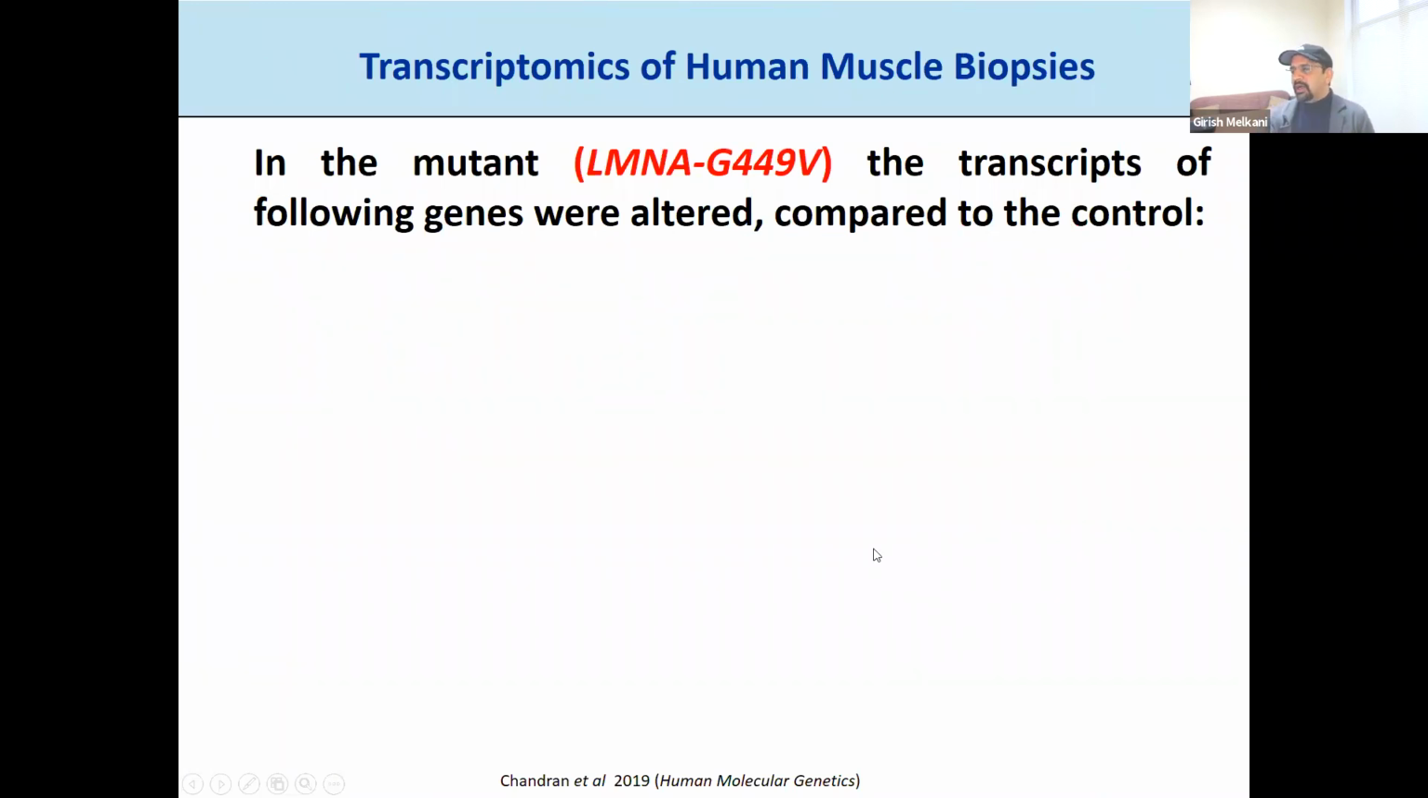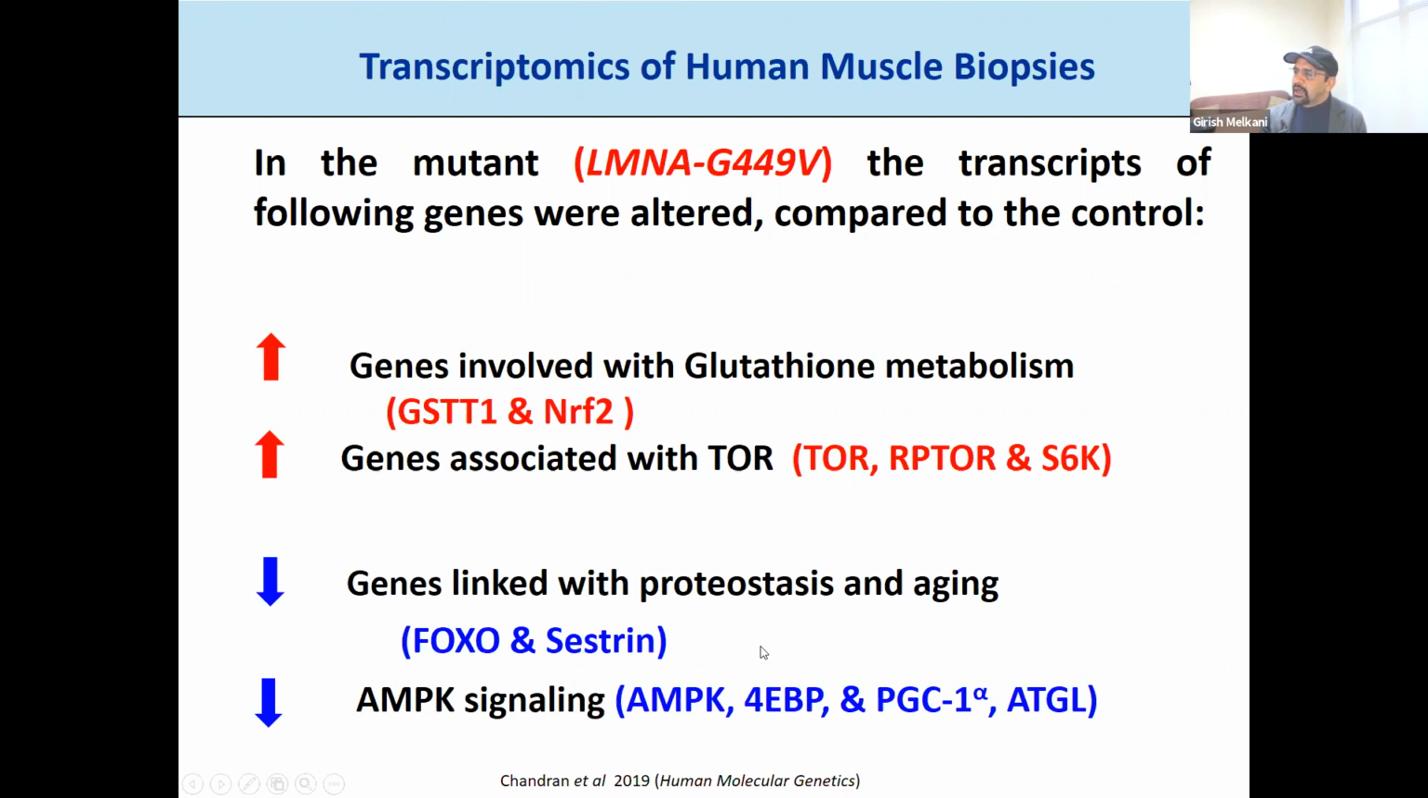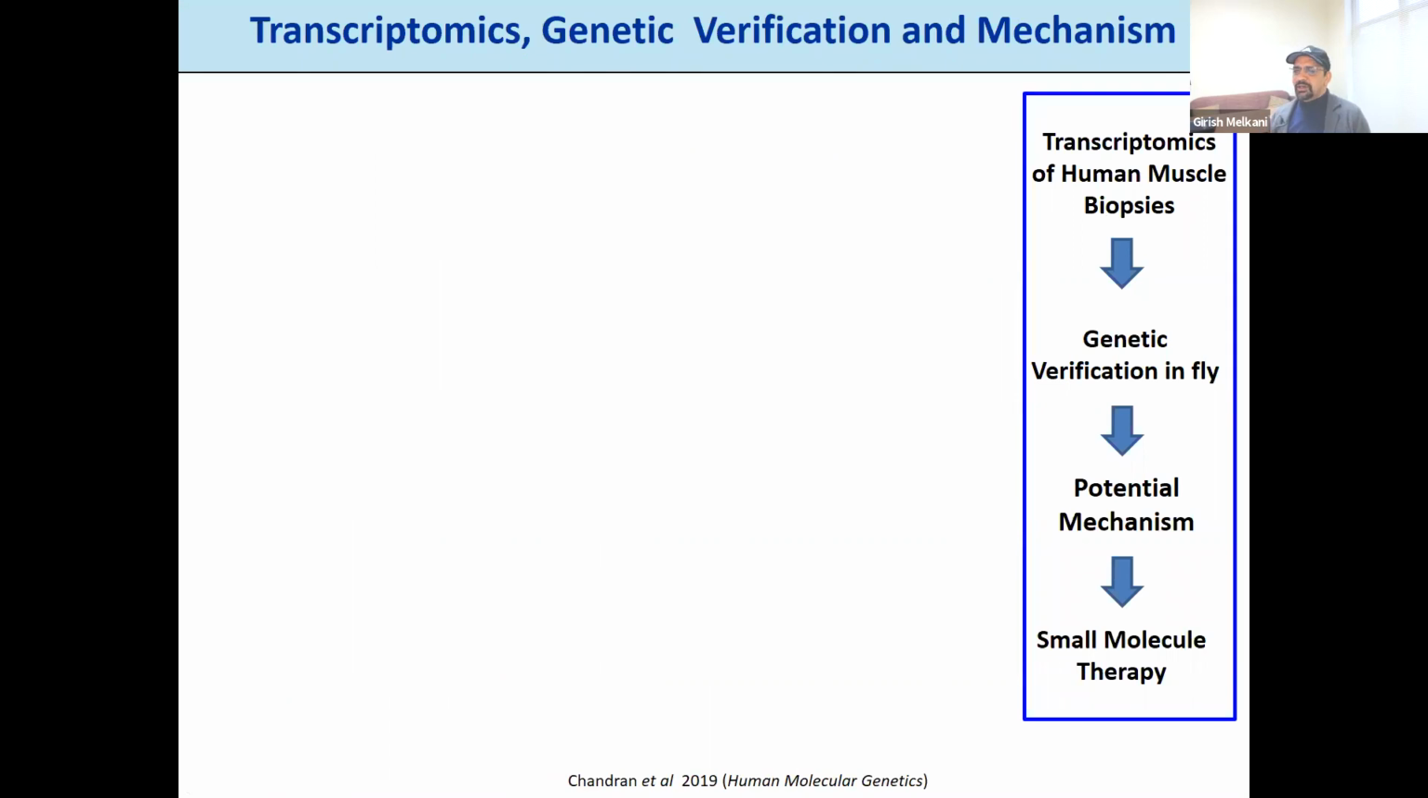Then for the same mutation, in the same patient, we got the transcriptomics of the human muscle biopsy sample. What we found is that genes involved in glutathione metabolism were upregulated. Genes associated with the taurine pathway were also upregulated. Genes linked with proteostasis or aging were downregulated, and AMPK and its downstream signaling were also downregulated. So we want to know the functional consequence of the downregulation or upregulation of these genes. That's what I was trying to show in the beginning. We can get transcriptomics data, but we want to genetically validate it and show the mechanism. And then at the end, our goal is to see whether it can be used for small molecule therapy.